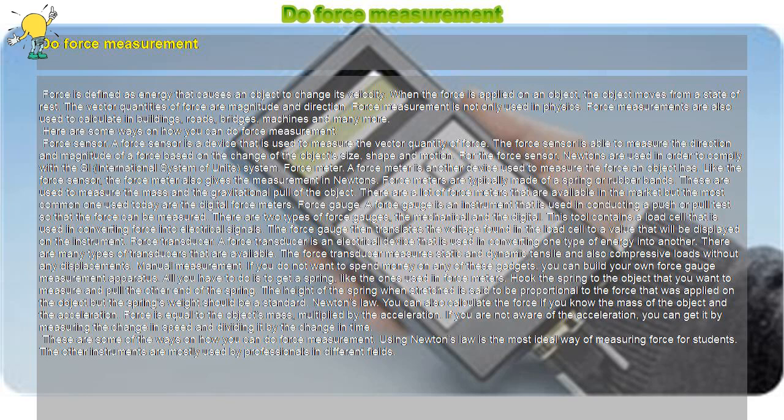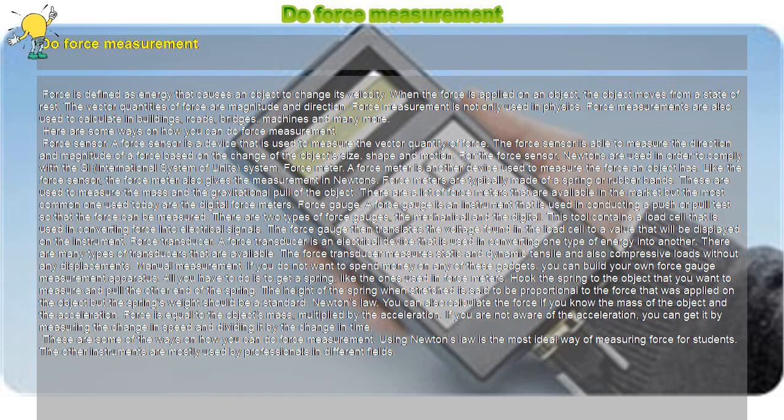Force sensor. A force sensor is a device that is used to measure the vector quantity of force. The force sensor is able to measure the direction and magnitude of a force based on the change of the object's size, shape, and motion. For the force sensor, newtons are used in order to comply with the SI, International System of Units, system.